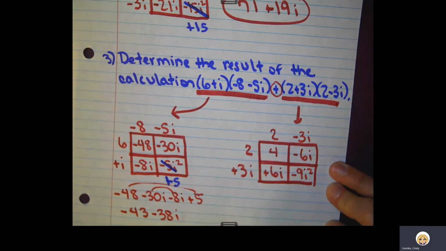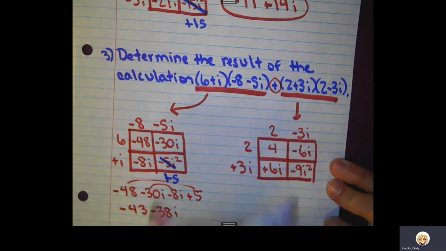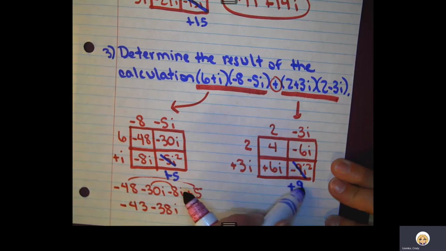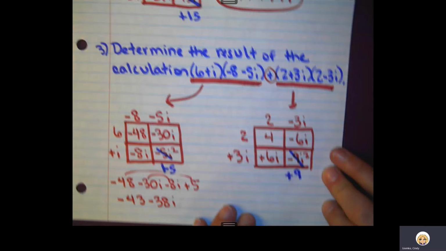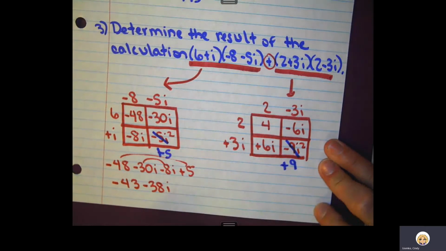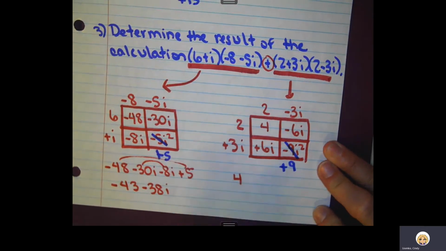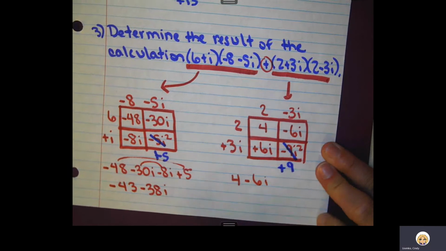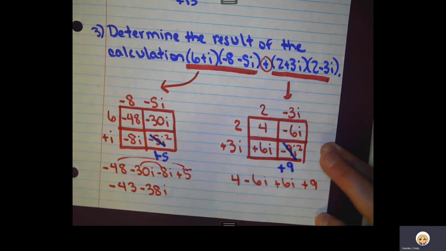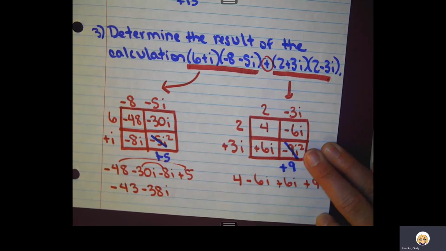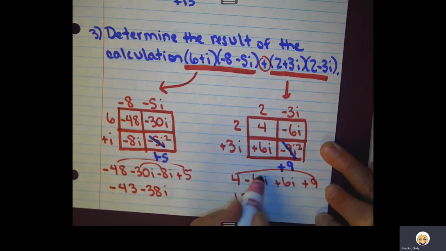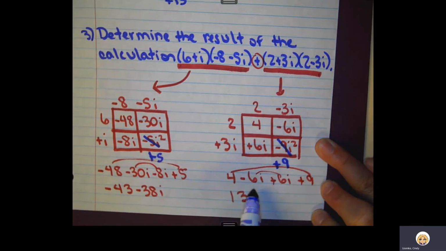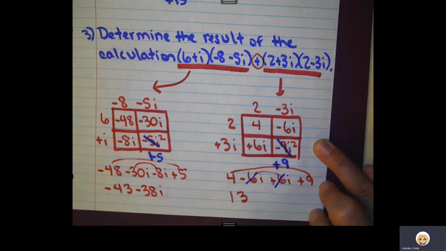But remember that i squared changes the sign. So I'm going to change this to a +9. Remember, we dropped the i squared because the i squared becomes a -1 that we're multiplying. Now I'm going to write out all my terms. So I have 4 minus 6i plus 6i plus 9. If I combine my real pieces, 4 plus 9 is 13. If I combine my imaginary, they cancel out. -6 plus 6 is 0, so they cancel.